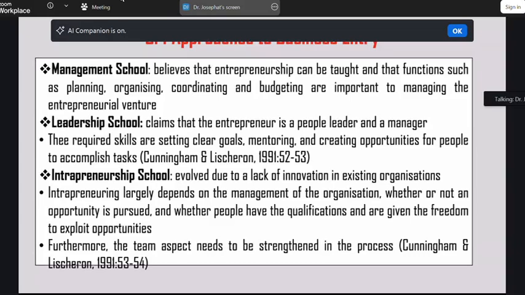So ambayo inahusu zaidi ujasiriamali ndani ya mazingira tunayofanya kazi, ujasiriamali ndani ya taasisi, kwamba watu lazima wapewe muda, wapewe fursa, wapewe nafasi ya kuwa innovative wenyewe, wapewe fursa ya kuinitiate wenyewe ili kuweza kuboresha mazingira ya kazi and the likes. So this is just a few schools of thought ambazo zina support our first discussions on why one entrepreneur succeeds and the other fails. Those approaches as part of the approach to business entry and the likes.